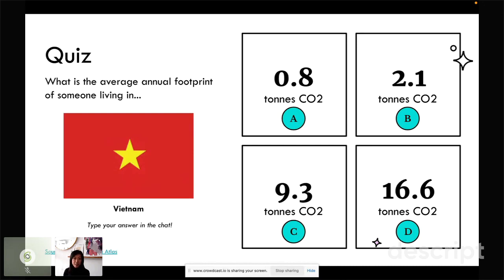Now, next question is, what do you think the carbon footprint of someone in Vietnam is? And I think people are still putting in their answers for the UK, but now we're switching to Vietnam. So if the UK is 8.3, what is Vietnam?